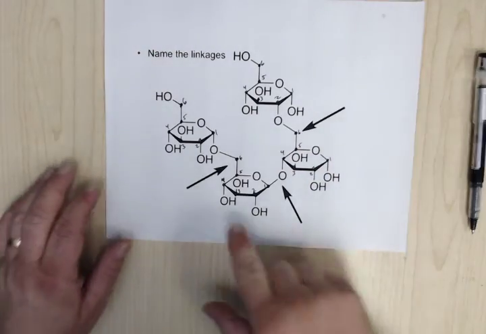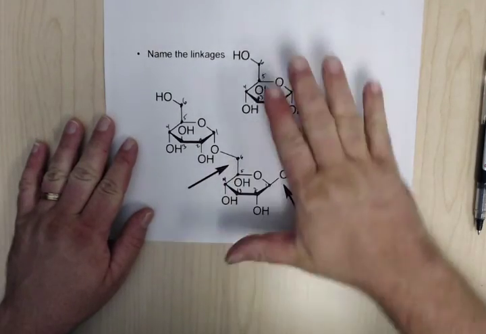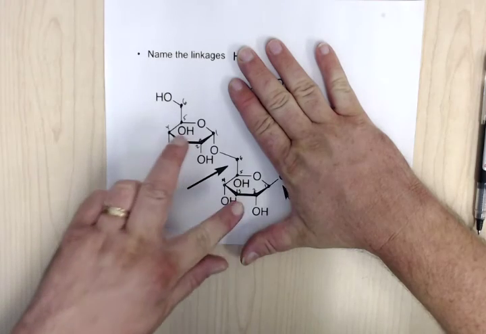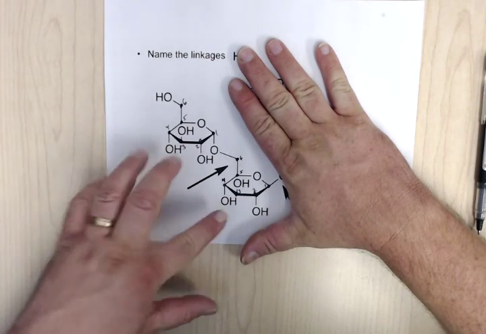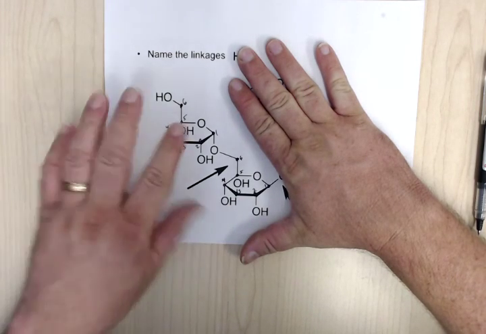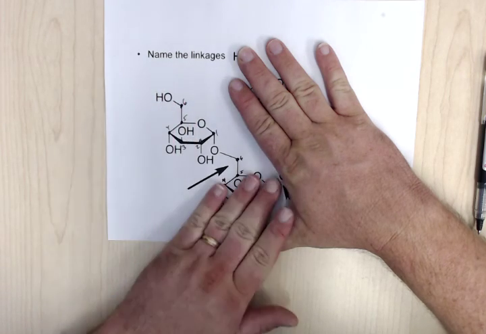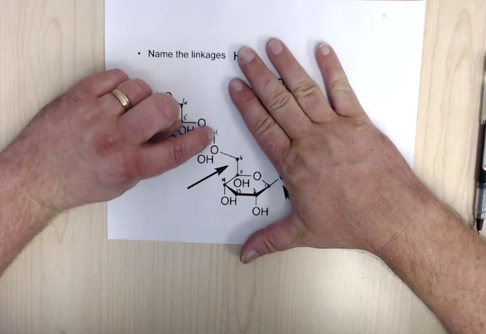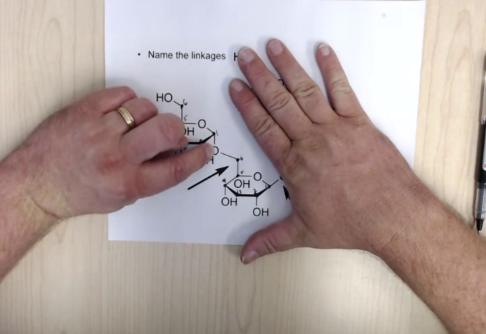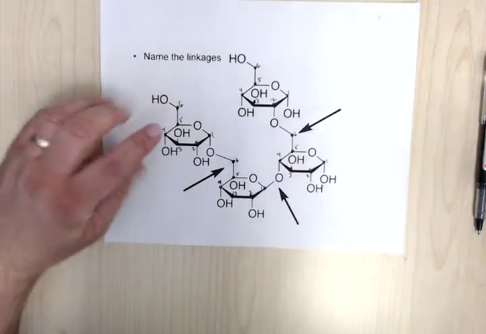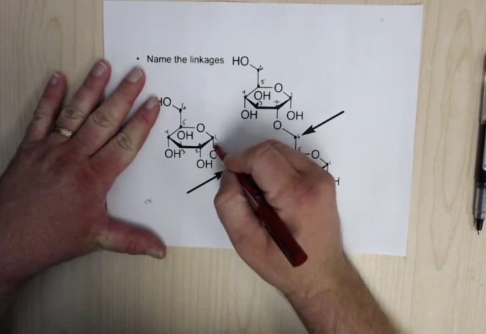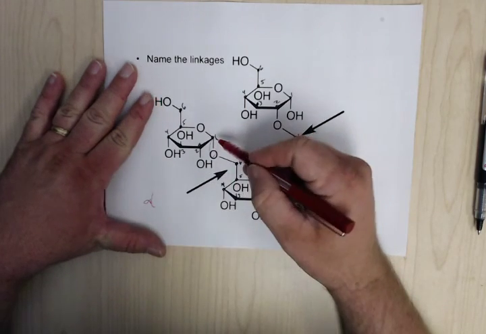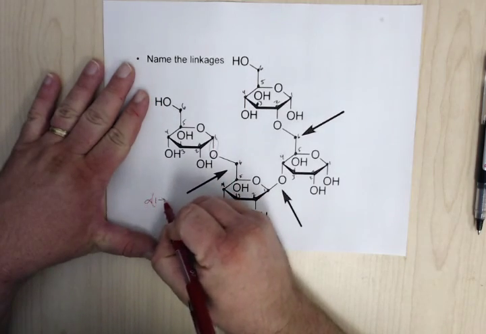Okay, so when you're looking at this linkage here, all you care about are these 2 sugars. You're going to go from the left to the right. So for the left-hand sugar, if this bond is pointing down, coming away from the left-hand sugar, that's alpha. And so this is an alpha because of that, and going from 1 to 6.